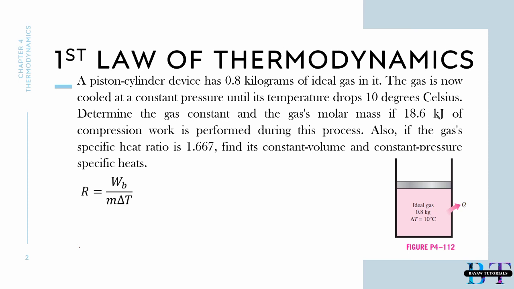Now let's find our gas constant, and we can attain that by dividing our work all over our mass multiplied by our temperature. Inserting our given values, we'll have 18.6 kilojoules all over 0.8 kilogram times 10 degrees Celsius. And we'll have our answer of 2.325 kilojoules per kilogram Kelvin.